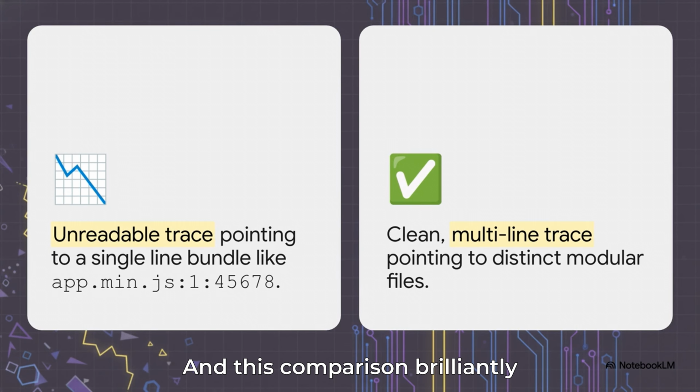And this comparison brilliantly illustrates our core problem. We have a massive structural industry issue where hundreds or even thousands of lines of logic get compressed into a single, meaningless line of random gibberish. An error reported at app.min.js line 1, column 45,678, that's entirely useless when you're trying to figure out which modular React component actually crashed. But contrast that with clean, distinct modular files, proper function names, and exact line numbers. It's a total night and day difference, right?